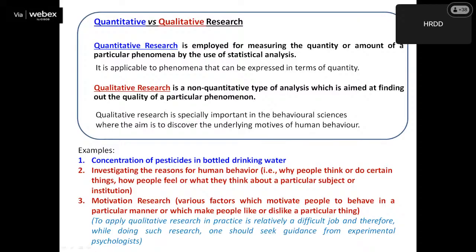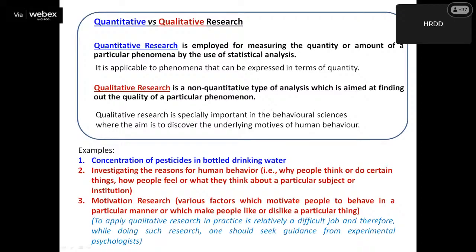Quantitative research is applicable to phenomena that can be explained in terms of quantity. So some quantity and some units will be involved. Here, qualitative research is specifically important in the behavioral sciences, where the aim is to discover the underlying motives of human behavior, why humans behave in a certain way. Motivation research, various factors which motivate people to behave in such a way.